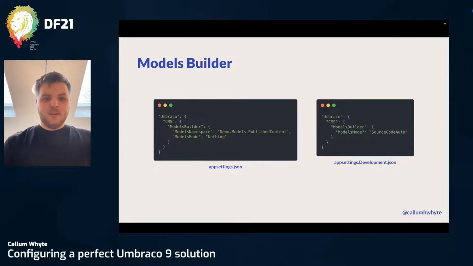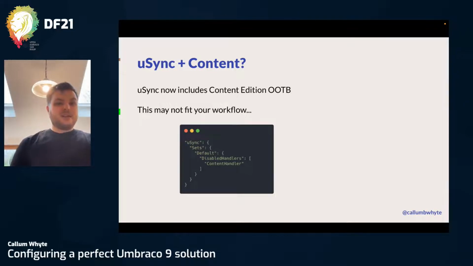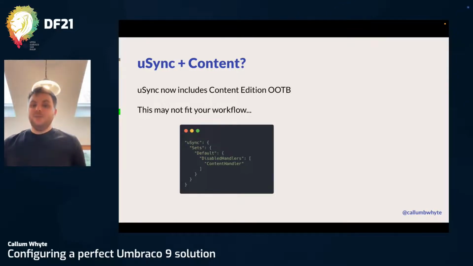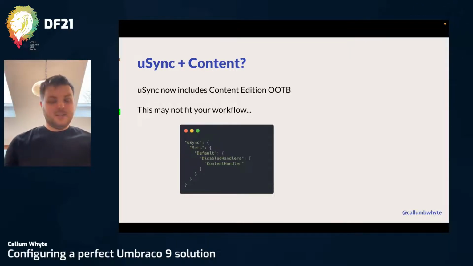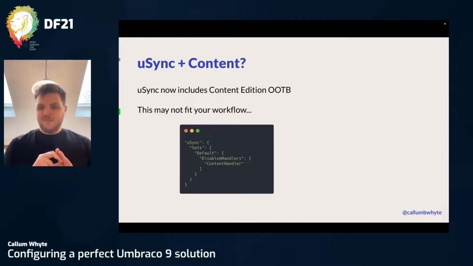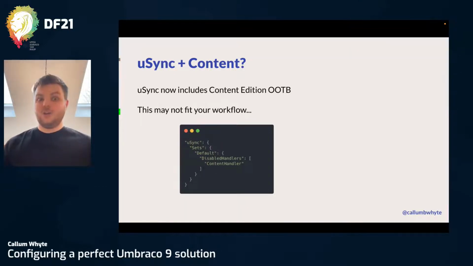Anyone using uSync? I suspect so. Most people probably are. Now, uSync Content Edition in Umbraco 9 is enabled. It's bundled and it's enabled by default, which may not fit your workflow. It certainly doesn't fit our workflow. So by default, that means anytime you save a content item, you'll get a nice serialized file, an XML file on disk for that content item. Equally for languages, dictionary items, the lot. It does a lot of stuff.